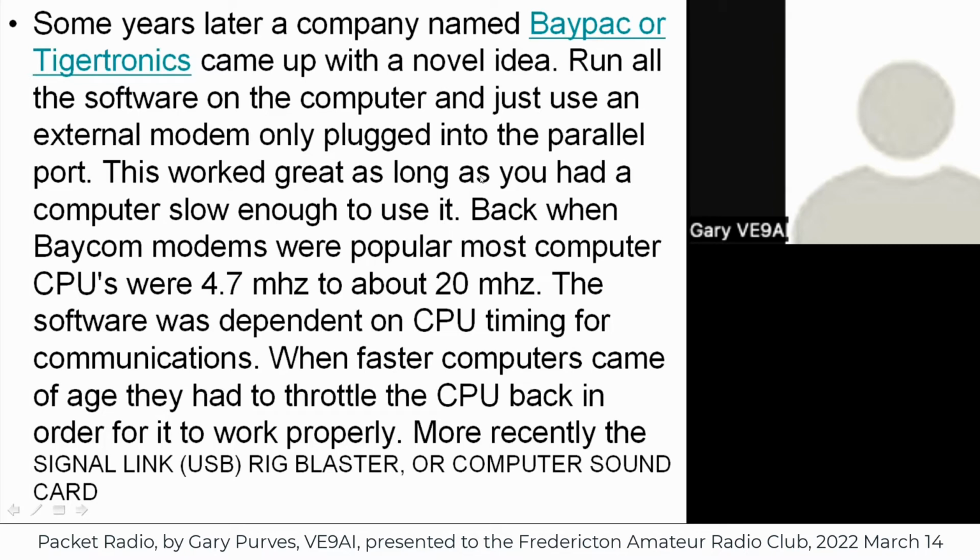Baypac modems were popular. Most computer CPUs were only running at 4.7 megahertz to 20 megahertz. The software was dependent on CPU timing for communications. When faster computers came of age, they had to throttle back the CPU to make them work properly. Most recently, Signal Link USBs are used in rig blasters or computer sound cards.